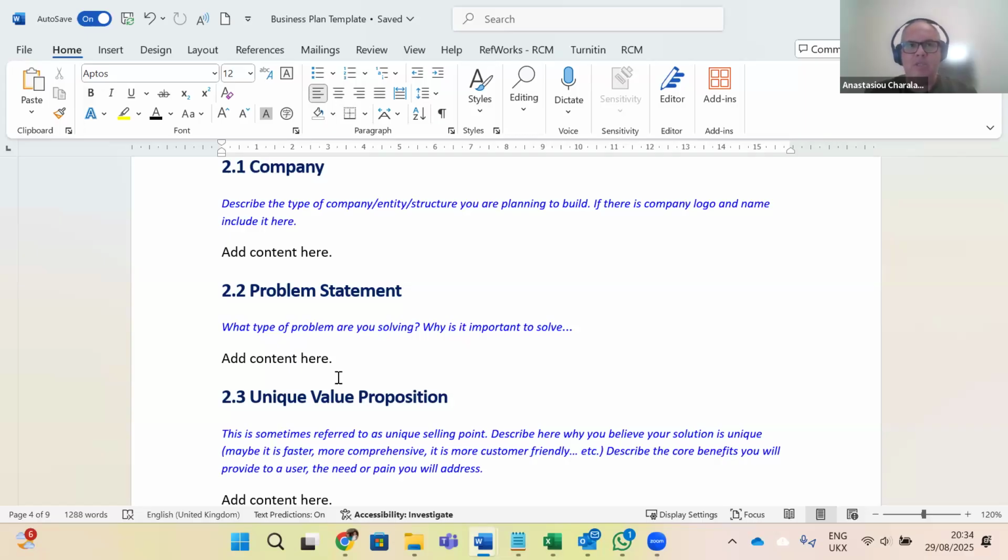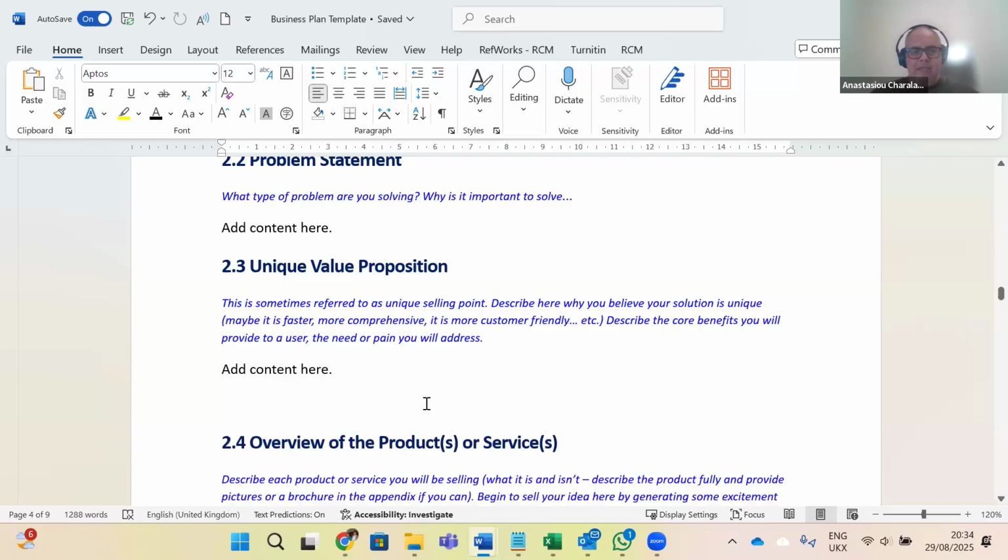Okay, you would say that it is important because there's a big market for it. It's for government security. It's for, this is where you would try and convince that there will be a market for it. Okay. Then in section 2.3, this is where you would describe why you believe your solution is unique. Okay. Sometimes this is called the USP, the unique selling point.